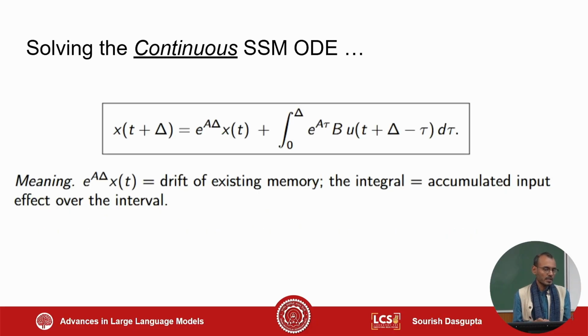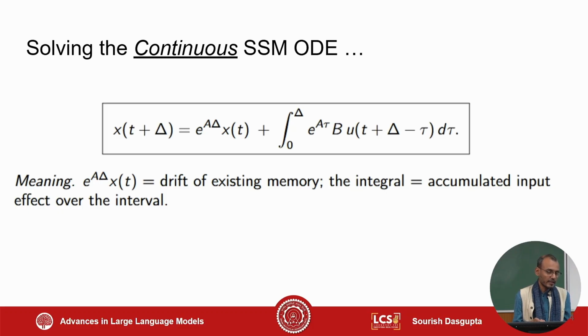So if you solve the continuous SSM ODE, you would get this closed form solution. So x(t plus delta) is e raised to A delta times x(t), plus an integration of e raised to A tau, where tau is the history, the entire trajectory, multiplied by B times u(t plus delta minus tau), integrated from 0 to delta, which means over that particular delta interval.